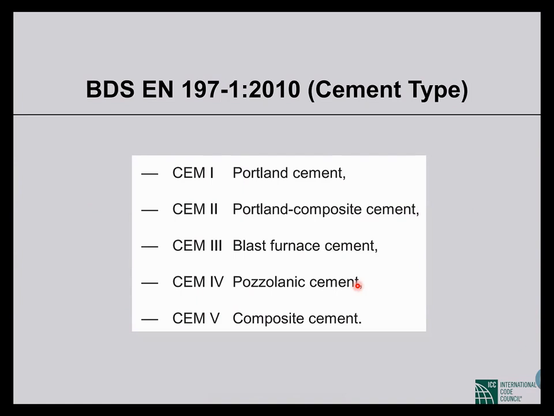In the BDS EN standard, it talks about five types of cement: CEM 1, 2, 3, 4, 5. But in our country, these two types of cements are available, CEM 1 and CEM 2. CEM 3 has been used in Rooppur nuclear power plant, but CEM 3 is not usually available. And CEM 4 and CEM 5, I think, have never been used in Bangladesh. So basically, CEM 1 and CEM 2.